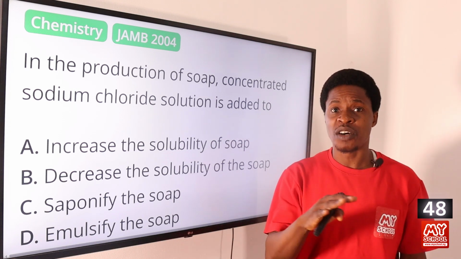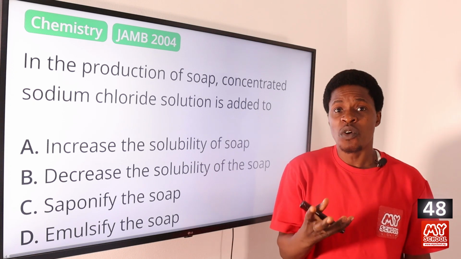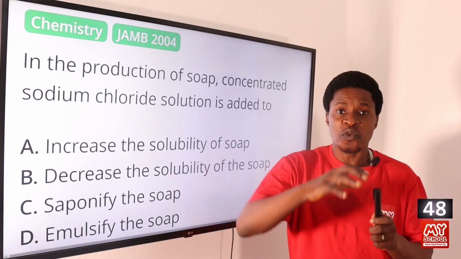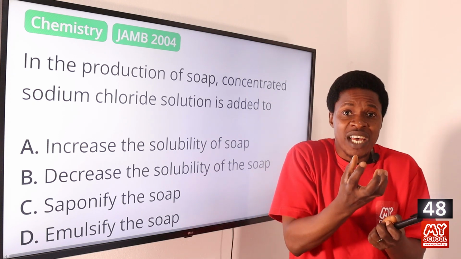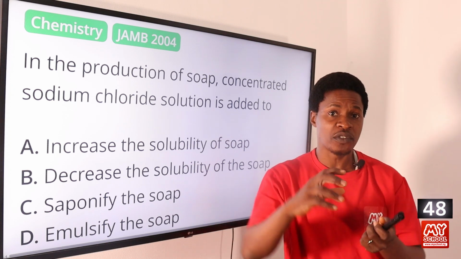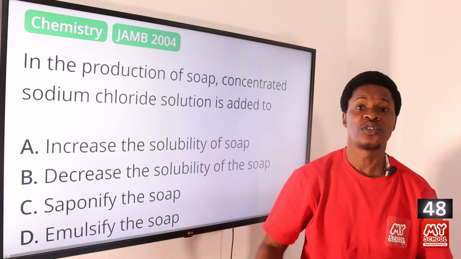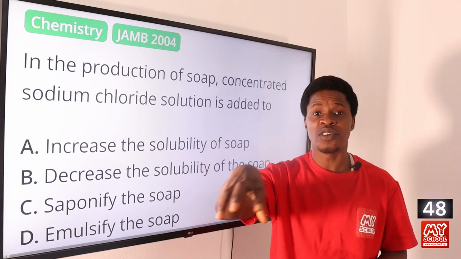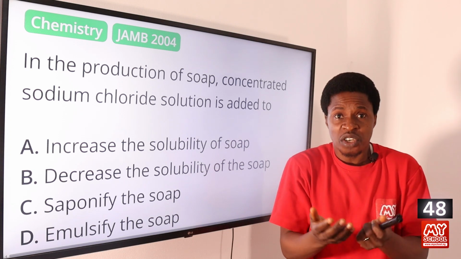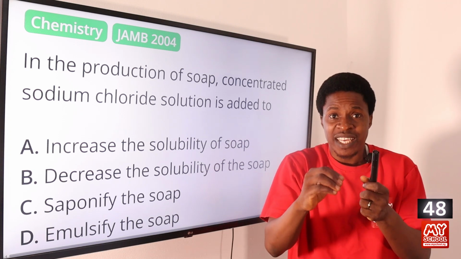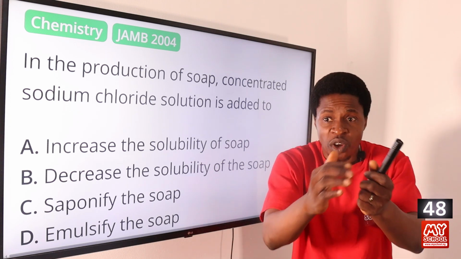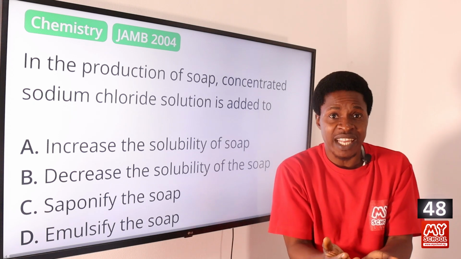By the time all of those are produced, we want the soap to precipitate out, to come out, to form, and then reduce its level of solubility in the solution. What happens? We add concentrated sodium chloride. When you add concentrated sodium chloride to the soap that is formed, it makes the soap in the solution precipitate, come out. We call it sorting, to sort out and then come out.